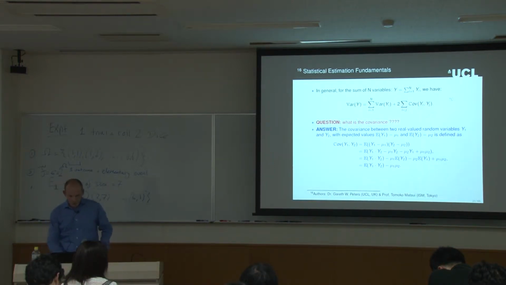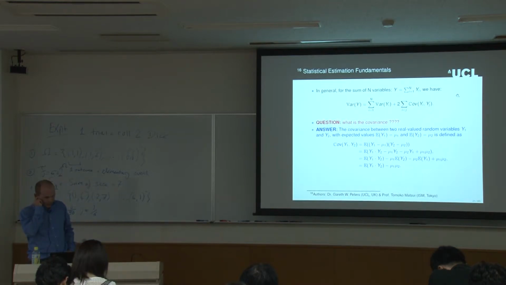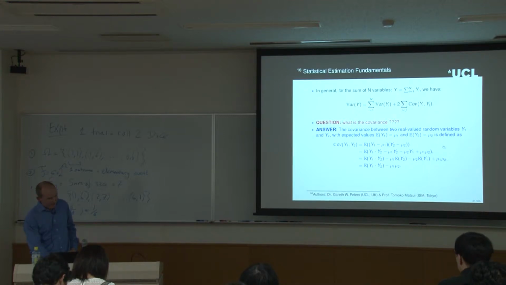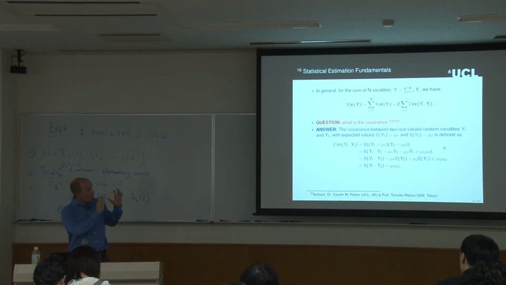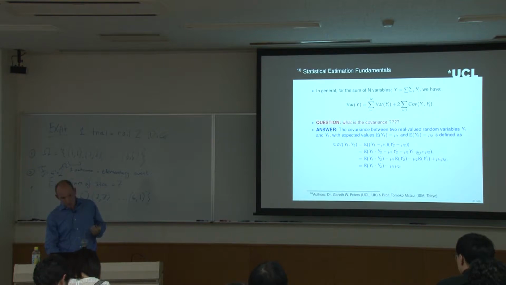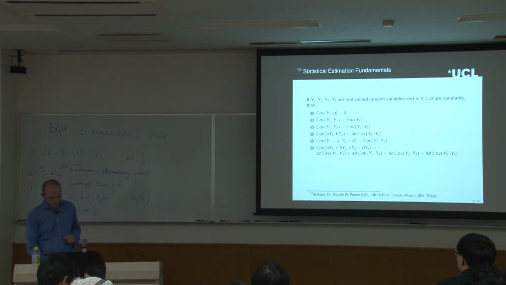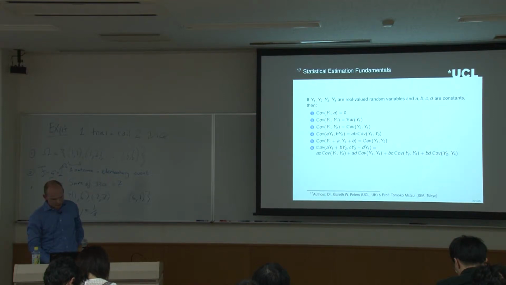So what is the covariance? Here's the definition for the covariance. It simply states that it's the expectation of (y1 minus mu1) multiplied by (y2 minus mu2). And similarly, you can expand that out to have this expression: the expectation of y1 y2 minus mu1 mu2. So these are just some further properties of covariance. I think we've covered that.